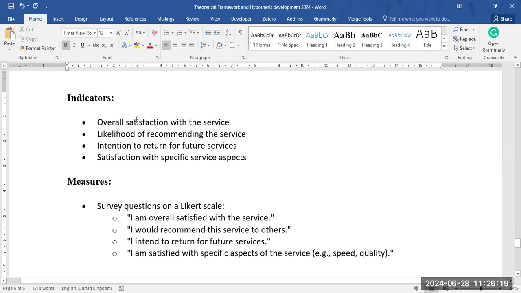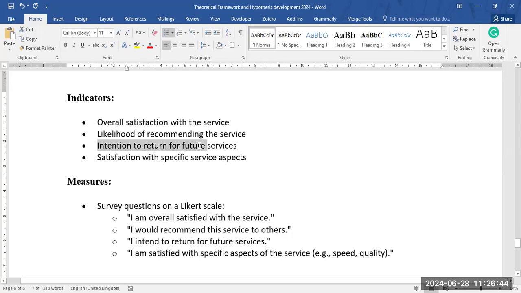Overall satisfaction with the service. How are they going to measure that? I am overall satisfied with the service. If you agree, you can put 5, otherwise other scores. Likelihood of recommending the service: I would recommend the service to others. If you agree, 5, otherwise put other scores.